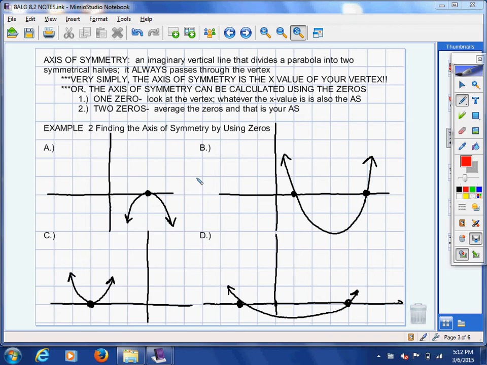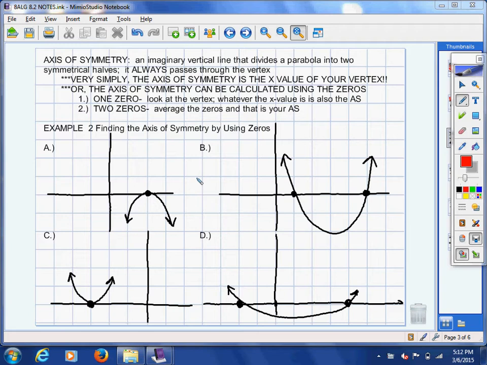We're in section 8.2, example 2, and I'm going to show you how to find the axis of symmetry in a couple different ways. One way is using your zeros, like we learned about in example 1, and also from your vertex, which we've also learned about.